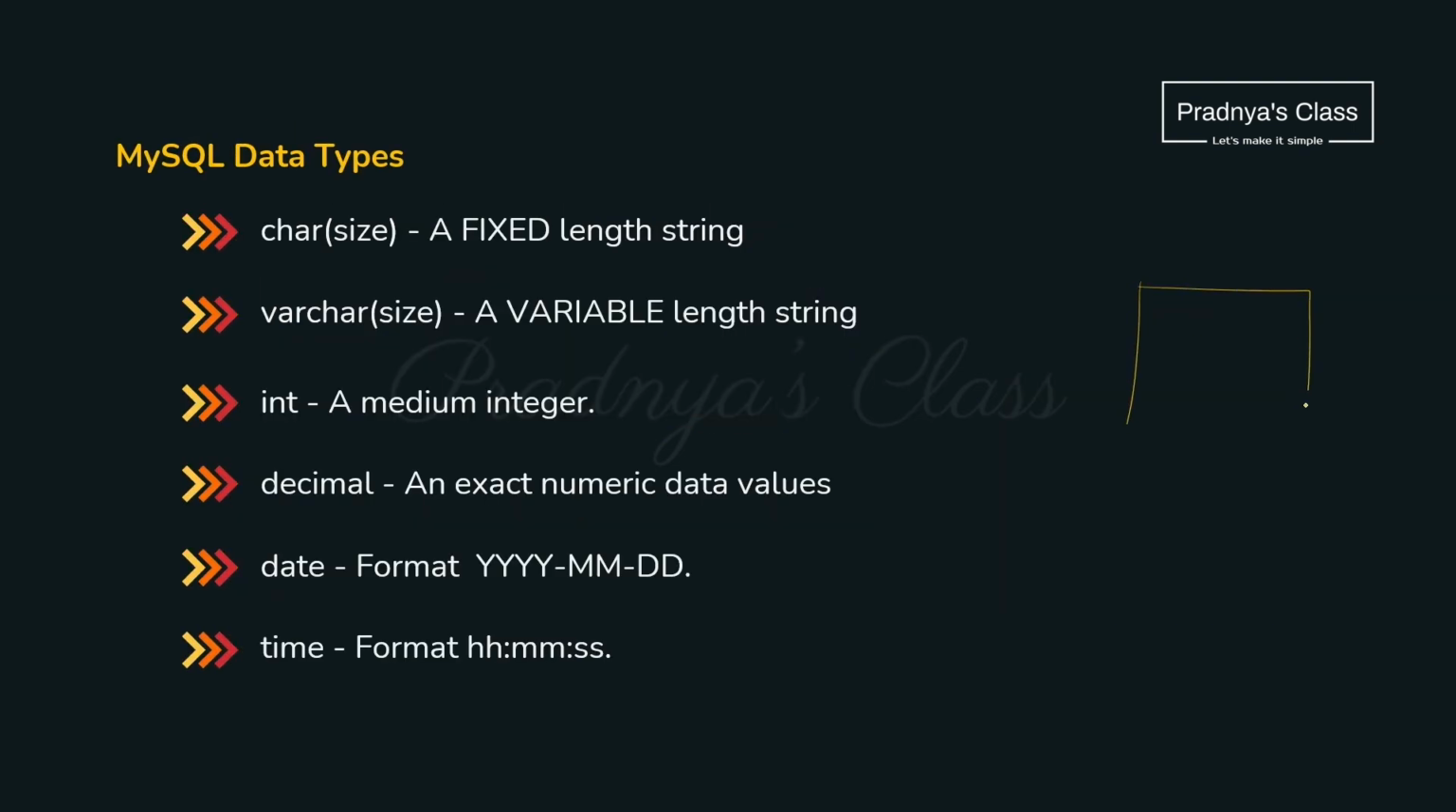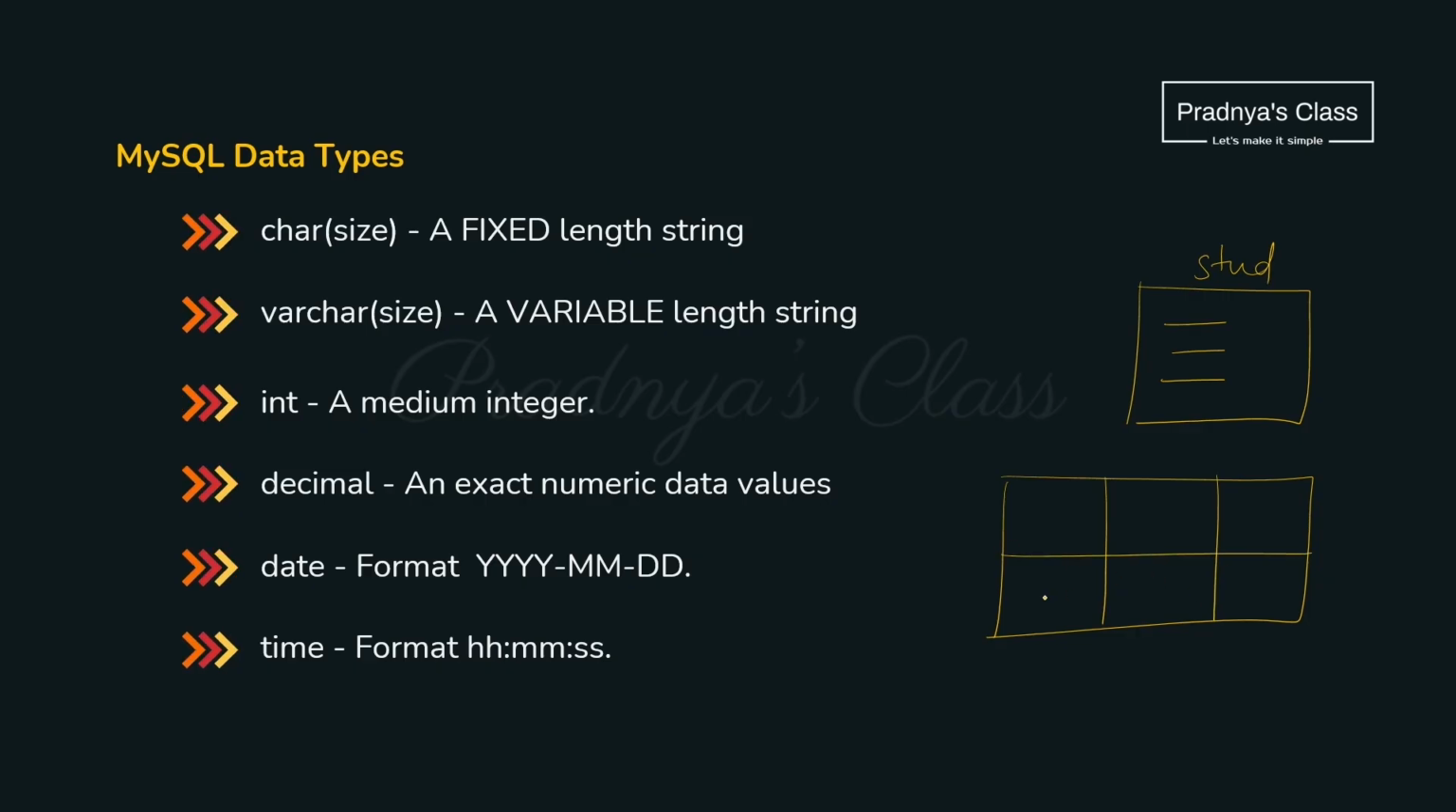Alright then, database got created. Now it's time to create table. For creating the table, first we should know what are the data types available in MySQL to be applied on the column. Because while storing the data, we should know what type of data we are going to store in that column. For storing string type, there are two types of data, char and varchar. For integer value, we can use integer. For decimal, we have decimal. For date, we have date data type. And for time, we have time.